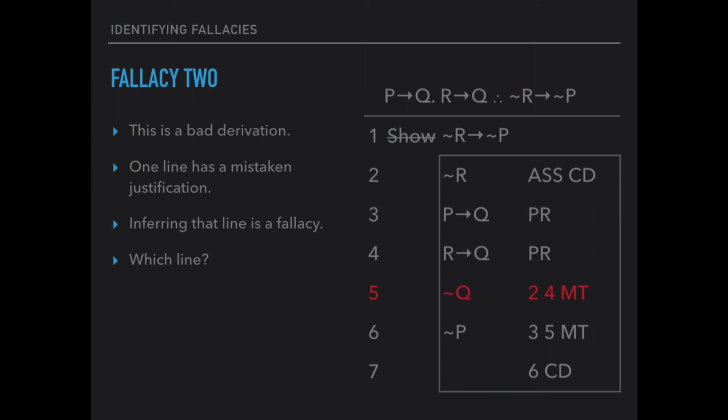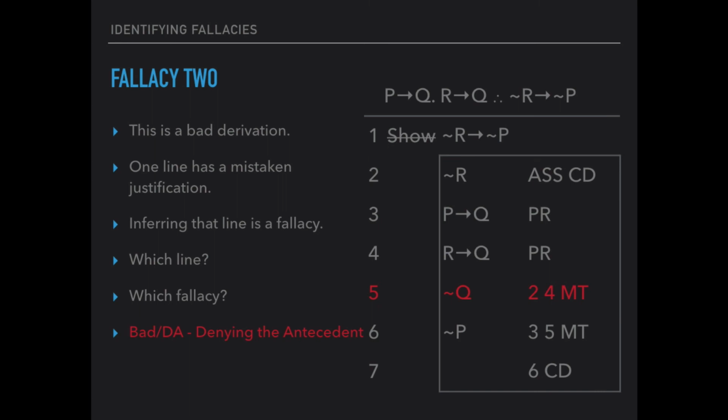Also, the conclusion of modus tollens should be the negation of the antecedent, but the conclusion in this case is the negation of the consequent. So the conclusion is also wrong. So we have the wrong premises, and we have the wrong conclusion. We don't have the negation of the consequent as our second premise, and we don't have the negation of the antecedent as our conclusion. So this is not modus tollens. And that also tells us what the fallacy is, namely, it's bad DA, denying the antecedent. We're saying the antecedent is false, and so the consequent is also false, but that's not valid. So the fallacious line is line 5.